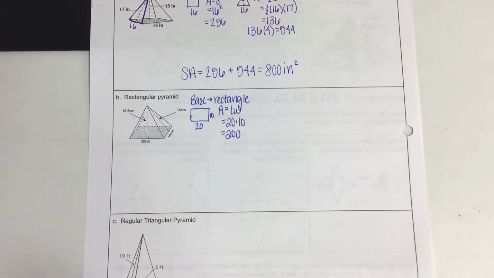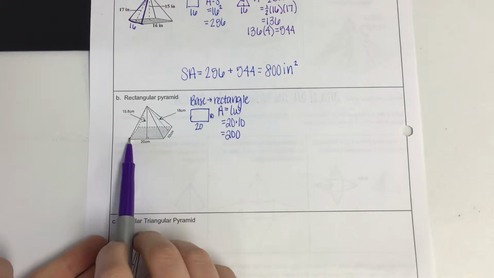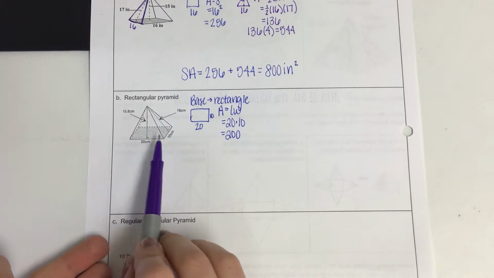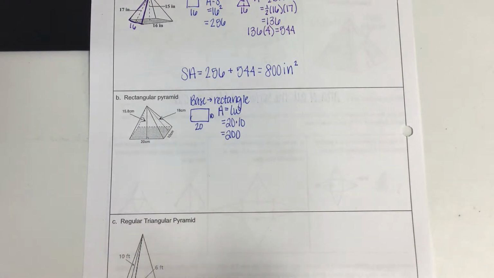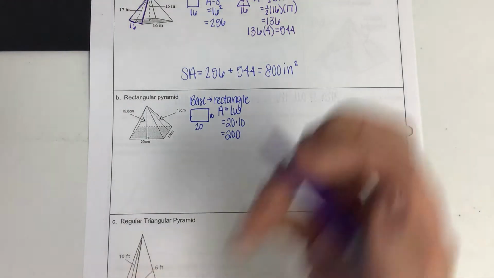Then we need to look at our triangles. Now we have to be careful with our triangles. My front triangle has a base of 20, but my side triangle has a base of 10. So that already tells us that not all 4 of our triangles are going to be the same. However, my front and back triangles are the same, and my 2 side triangles are the same.